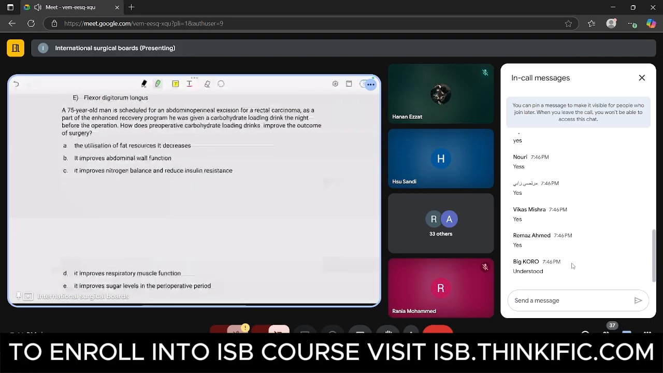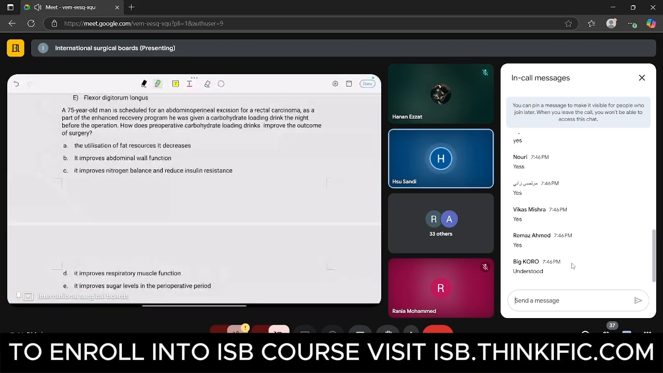A 75-year-old man is scheduled for an abdominoperitoneal excision for a rectal carcinoma. As a part of the enhanced recovery program, he was given a carbohydrate-loading drink the night before the operation. How do pre-operative carbohydrate-loading drinks improve the outcome of surgery? A, it decreases the utilization of fat resources. B, it improves abdominal wall function. C, it improves nitrogen balance and reduces insulin resistance. D, it improves respiratory muscle function. E, it improves sugar levels in the perioperative period.